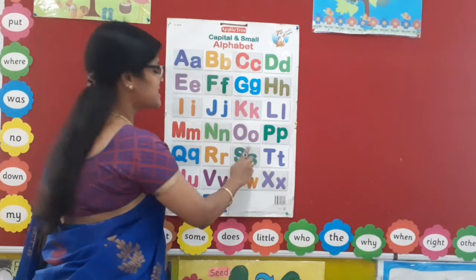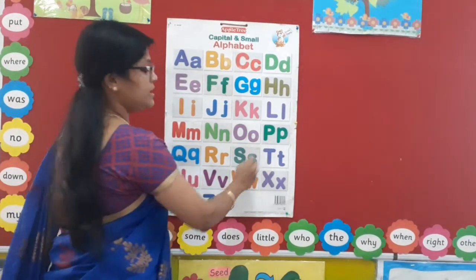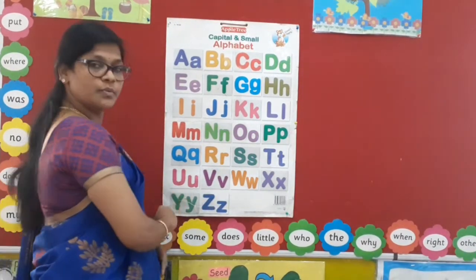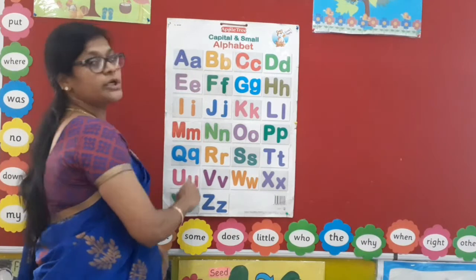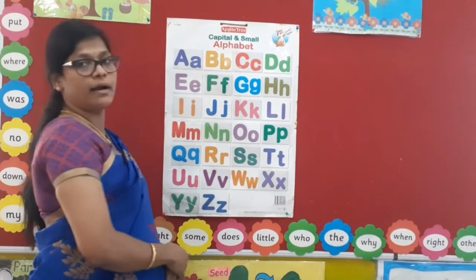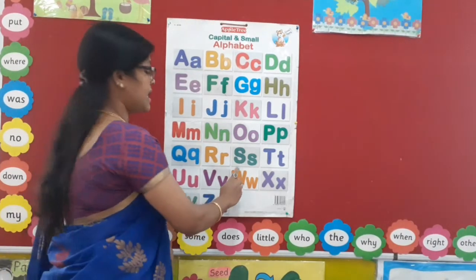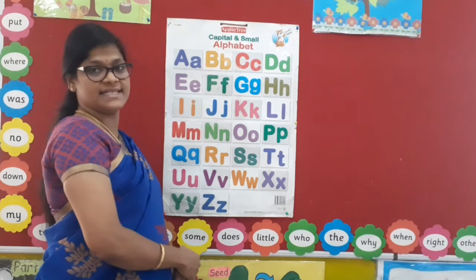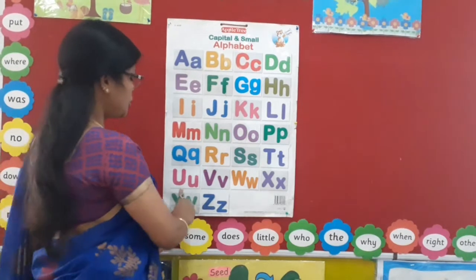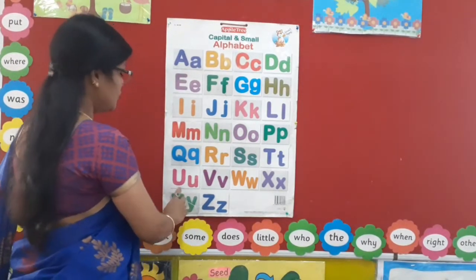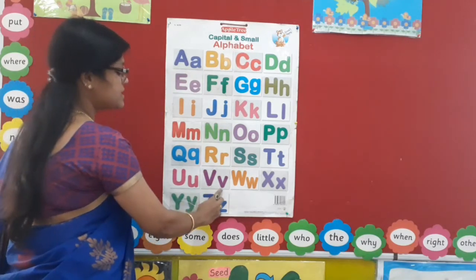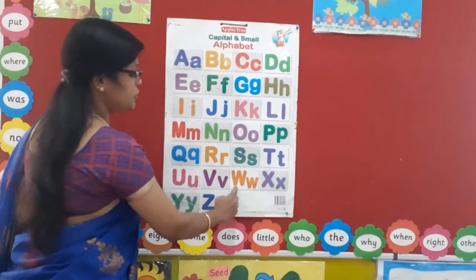Capital O. Small o. P. Capital P. Small p. Q. Capital Q. Small q. R. Capital R. Small r. S. Capital S. Small s. T. Capital T. Small t. U. Capital U. Small u. V. Capital V. Small v. W.